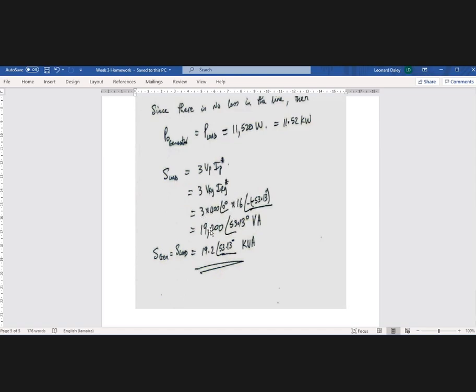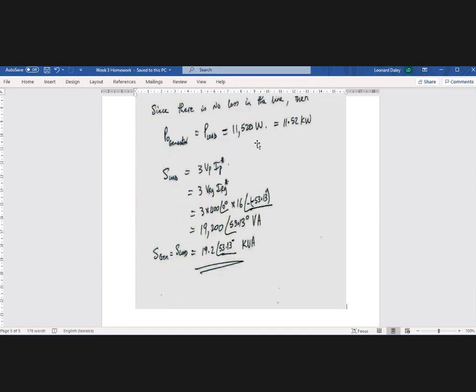So S equals 3 V phase I phase conjugate. So it's 3 VRY IRY conjugate. As I said, the conjugate means that you multiply the angle that you had before by -1. So this works out to be 19,200. This becomes a positive angle here. So you add these two angles, and it becomes 19.2 at angle 53.13.